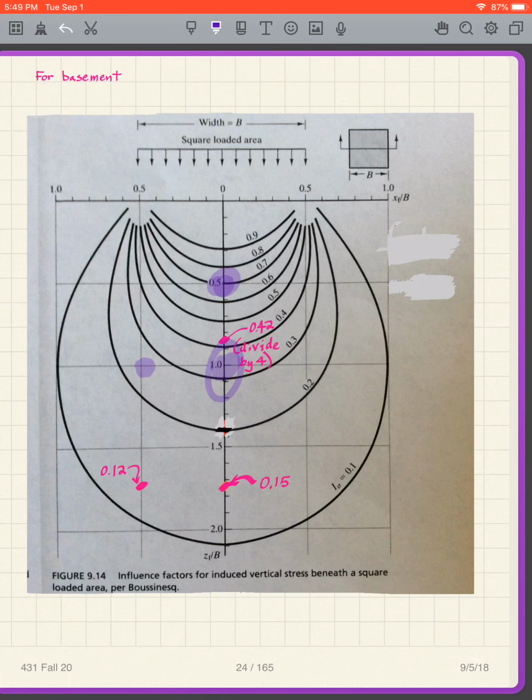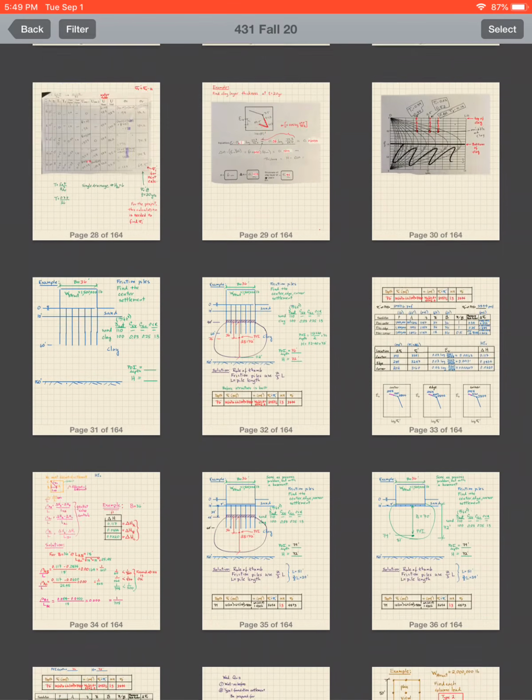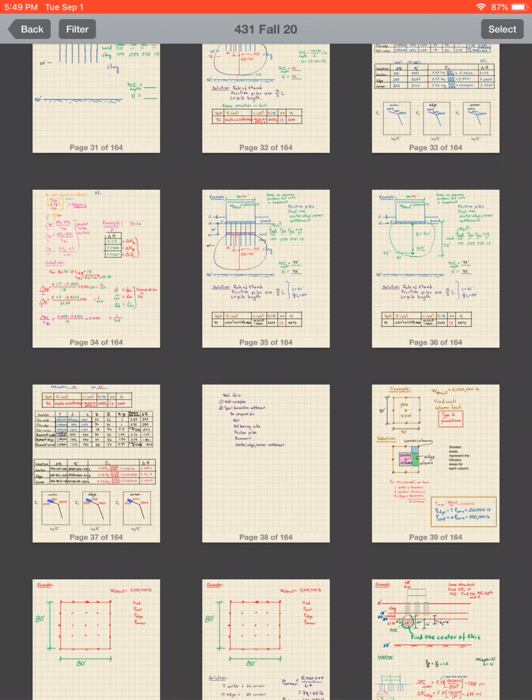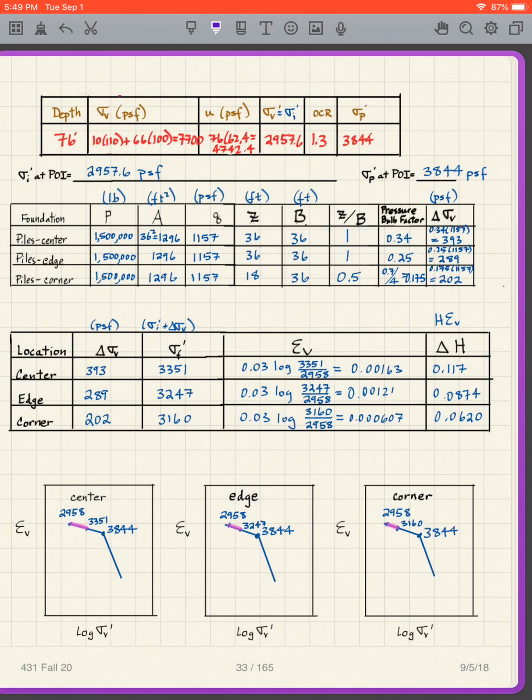So I'm going to get 0.34 for this one, and then 0.25 for this one, and then that's 0.7 divided by 4. So we've done this, and you know how to do it. So let's go back to our problem. So, 0.34, 0.25, 0.7 divided by 4. Those are our pressure bulb factors.